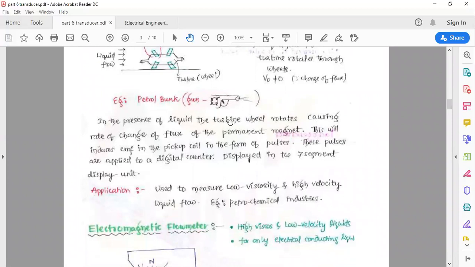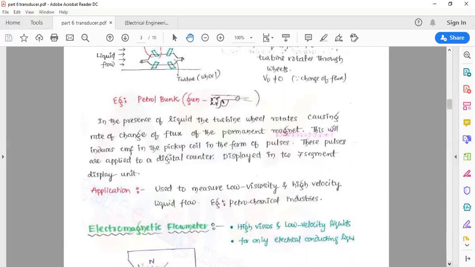In the presence of liquid, the turbine will rotate, causing a rate of change of flux of the permanent magnet. This will induce EMF in the pickup coil in the form of pulses. These pulses are applied to a digital counter displayed on a 7-segment display. It is used to measure low viscosity and high velocity liquid flow, like in the petrochemical industry.